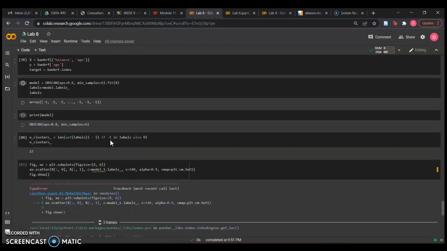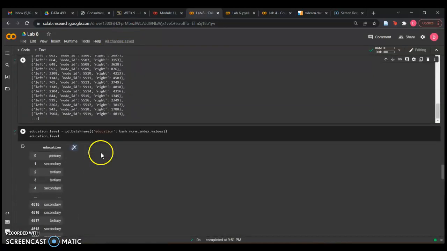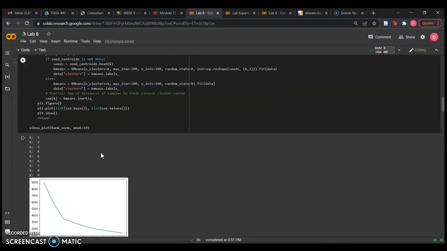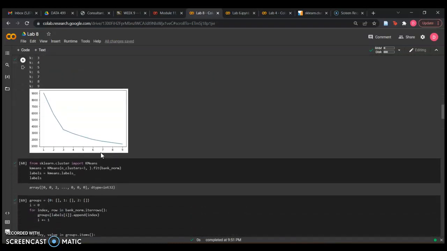So I would say that out of all these models, the one that seemed to work the best was our first one, the elbow method to find the optimal K for the K-means, just because it was the most straightforward, and I think it's what worked the best for my data, at least.